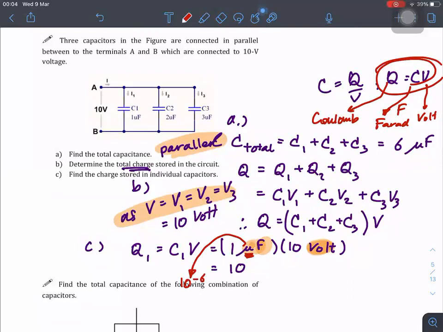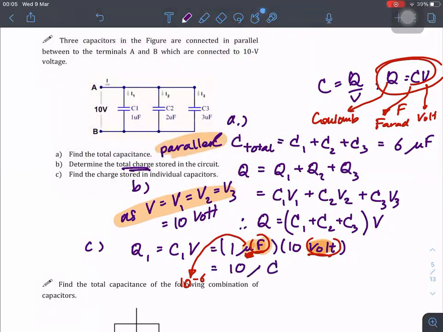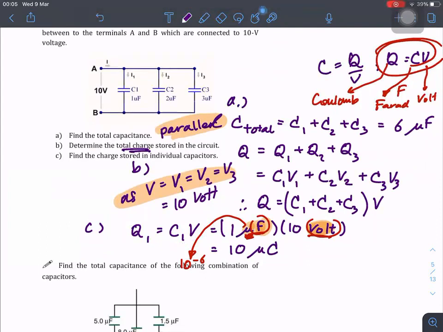So when I multiply the unit microfarad with volt, the micro scale moves along with the product. So farad and volt give you Coulomb, and micro is passed down here. So that Q1 is C1V and is 10 microcoulomb. Okay, and then I will let you find the rest. Let's find Q2 by C2V and Q3 by C3V, and the answer should be straightforward enough.